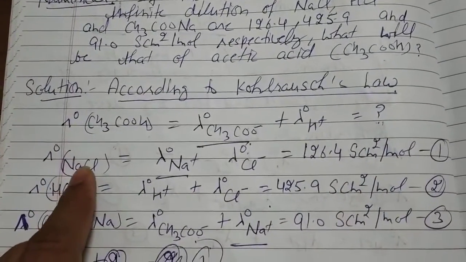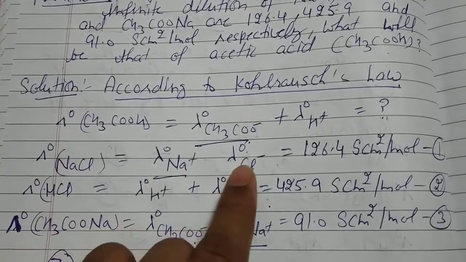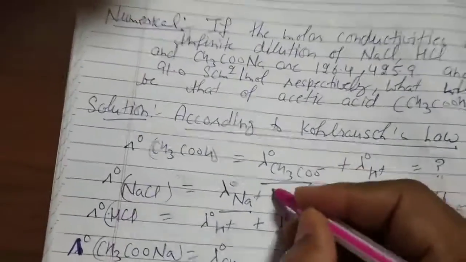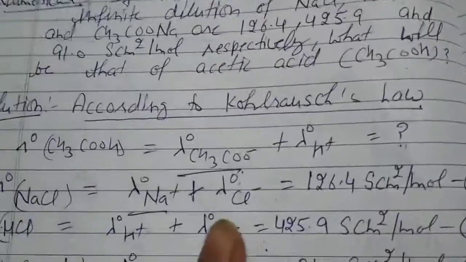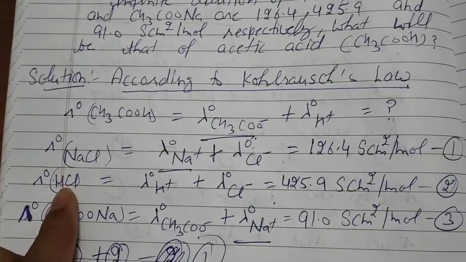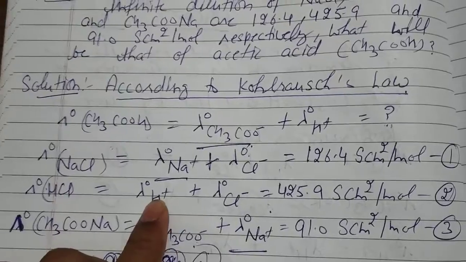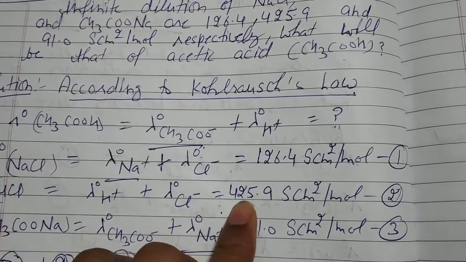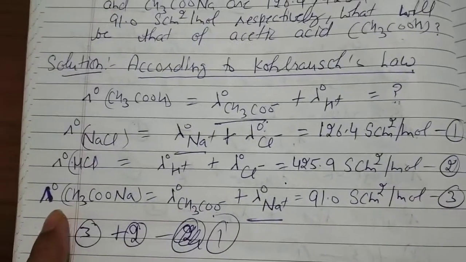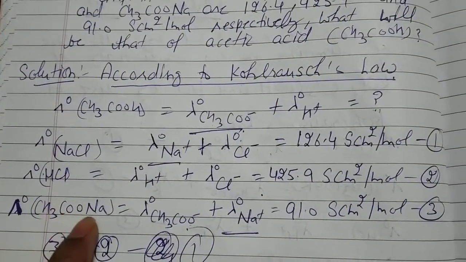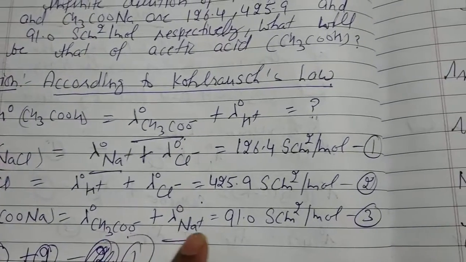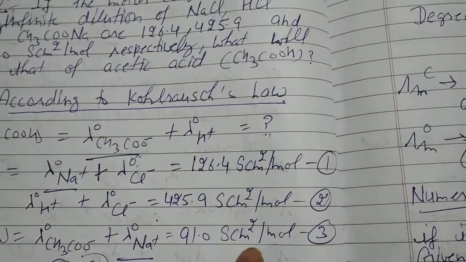Now we are given the limiting molar conductivity of NaCl: lambda naught Na positive plus lambda naught Cl negative is equal to 126.4 Siemens centimeter square per mole, equation 1. Now the limiting molar conductivity of HCl is equal to lambda naught H positive plus lambda naught Cl negative, which is equal to 425.9 Siemens centimeter square per mole. This is equation 2. The limiting molar conductivity of CH3COONa is equal to lambda naught CH3COO negative plus lambda naught Na positive, which is equal to 91.0 Siemens centimeter square per mole.